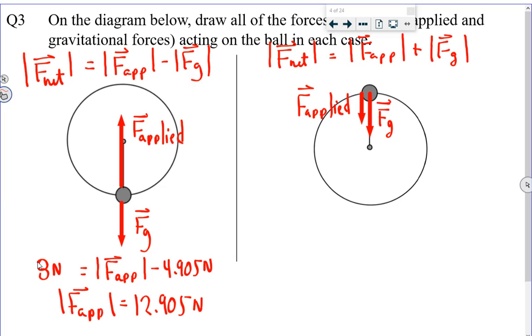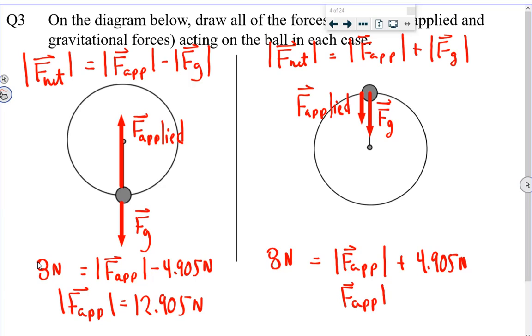All right, on the right-hand side, we have F net, which is 8 newtons, equals the applied force plus the force due to gravity, which is 4.905 newtons. So when I subtract, I get a magnitude of the applied force equal to 3.095 newtons.